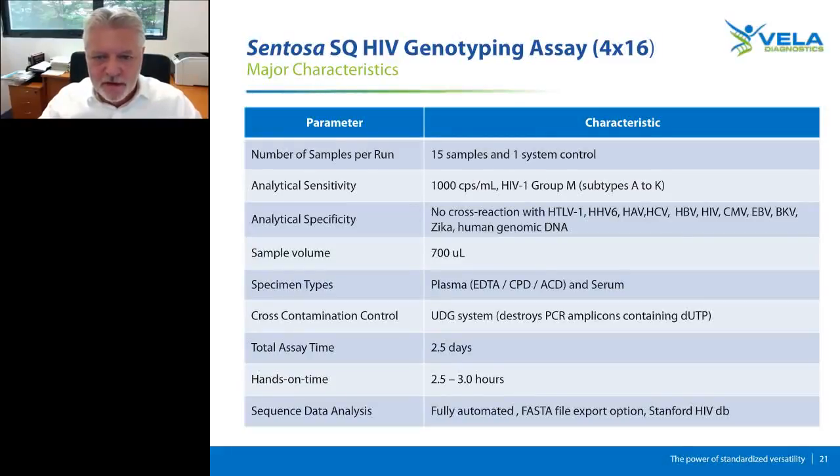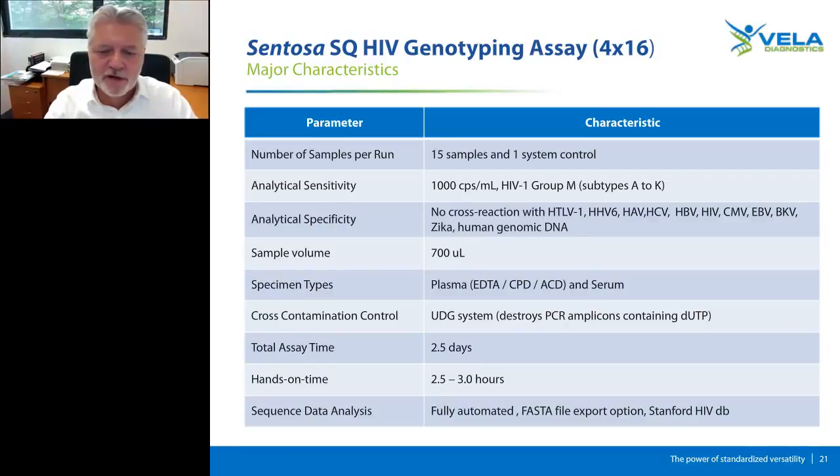So in summary, these are the features of the assay. 15 samples as one system control, the same as for HCV. As I mentioned, sensitivity is at 1,000 copies per milliliter. Of course, we're concentrating on HIV-1 here. There are no cross-reactivities with a number of other viruses and human genomic DNA. The sample volume for this assay is 700 microliters, and as for HCV, we're using plasma and serum, using the UDG system. Total assay time is 2.5 days, and the hands-on time is 2.5 to 3 hours.